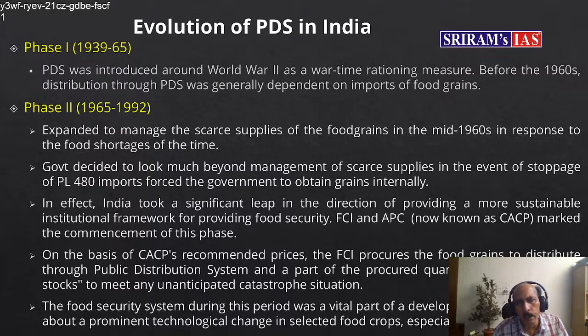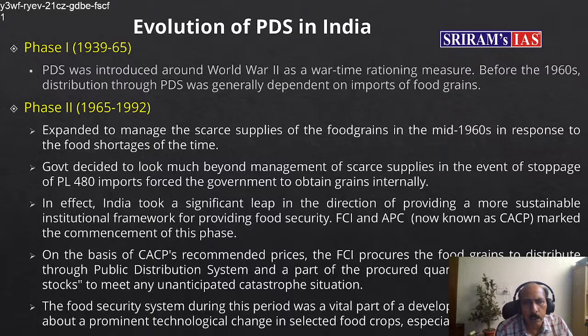If you look at the PDS system we have developed over a period of time, from 39 to 65, the PDS system was not in a very important phase, and we thought that the food grains production would take care of the rising need of the people. But in 1965, when we had to face a very acute food crisis in the country, and the government had to import huge food grains from USA under their Public Law 480, to distribute these imported food grains throughout the country, the government had to reactivate the PDS system. And therefore, from 1965 onwards, the government put into action the public distribution system in the country.